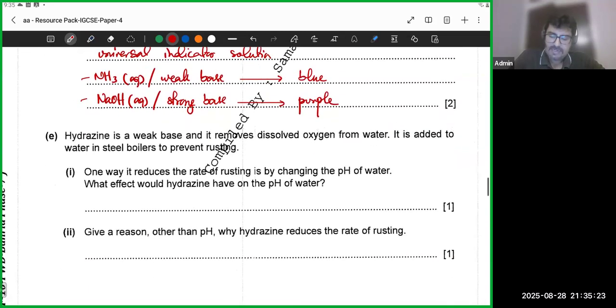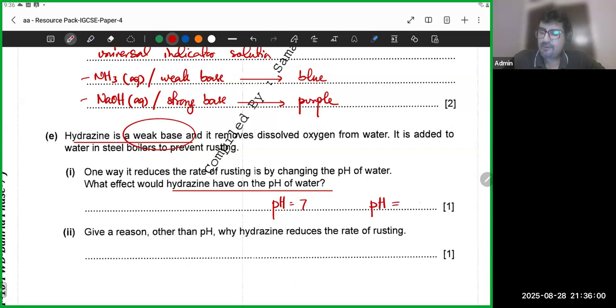The next one is that they've said that there's a thing called hydrazine, and it's a weak base. So what effect would hydrazine have on the pH of water? So the first question is, what is the pH of water? Water is, remember, neutral, so the pH of water is 7, right? So the second point is, if you add a weak base to it, what happens? What's the pH of a weak base? A weak base would have a pH of 8 or 9, right? 14 would be a strong base.